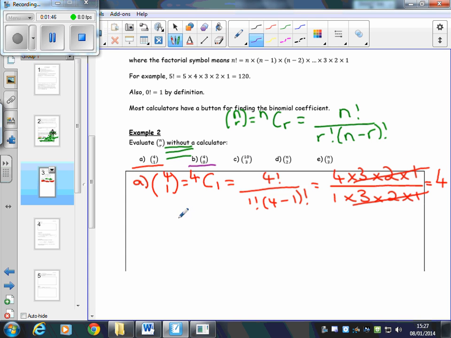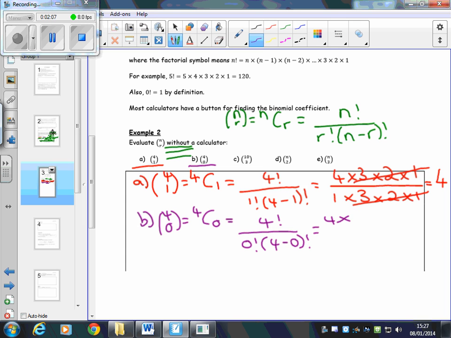Moving on to part B, which is 4, 0. This is 4C0, which is equal to 4 factorial divided by 0 factorial times (4 minus 0) factorial. So this actually gives us 4 times 3 times 2 times 1. Now, do not be tempted to say 0 factorial equals 0. 0 factorial actually equals 1. So always remember 0 factorial equals 1.